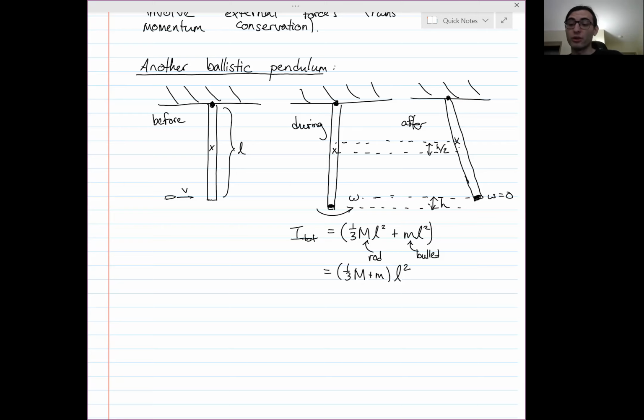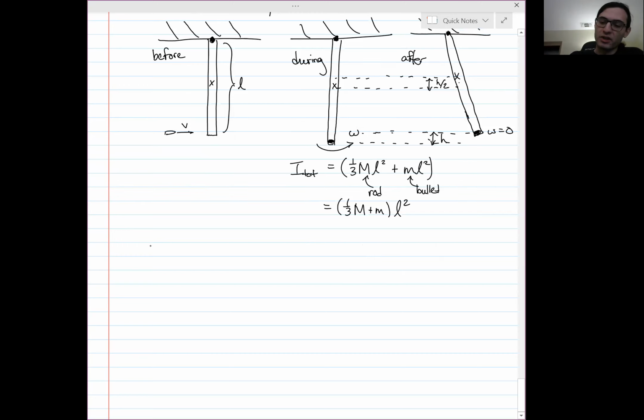But anyway, right. So that's the moment of inertia here. So let's write down the angular momentum conservation equation. Well, the initial angular momentum, and we're going to do between before and during.